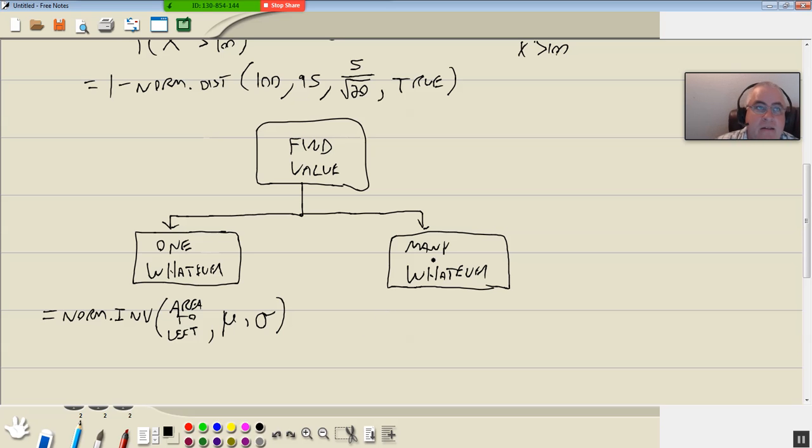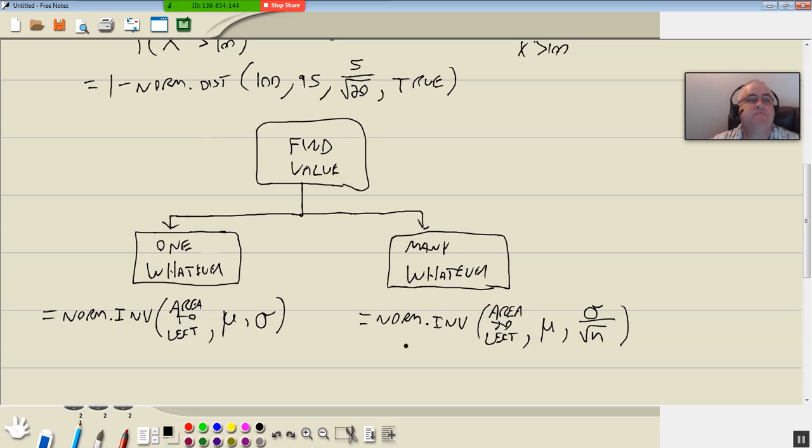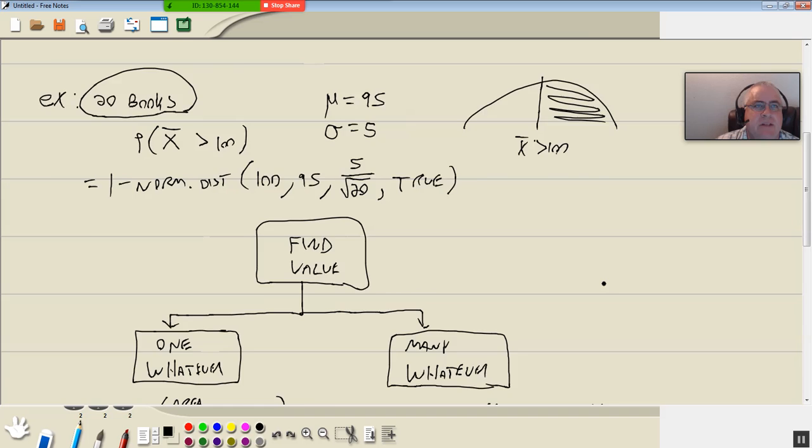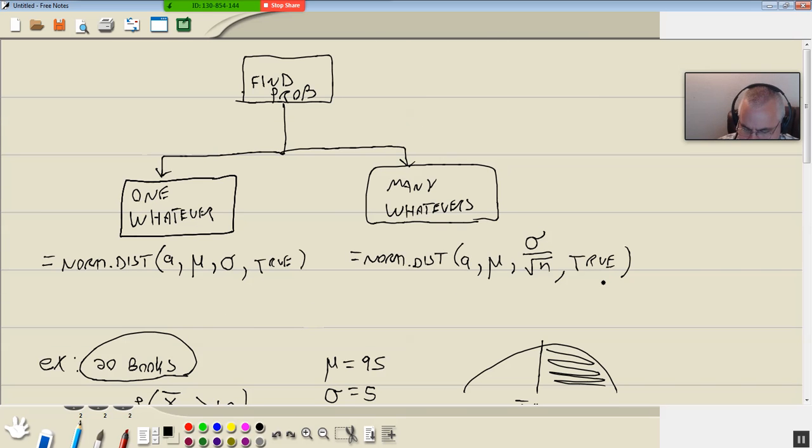Now if you're talking about many, like you got a sample of 20 books, for example, then you're going to use NORM.INV, area to the left, your mean, and then your standard deviation divided by the square root of n. So same idea, we just take the standard deviation divided by the square root of n. Okay, now let me talk about some more ideas you may run across while doing the assignment.